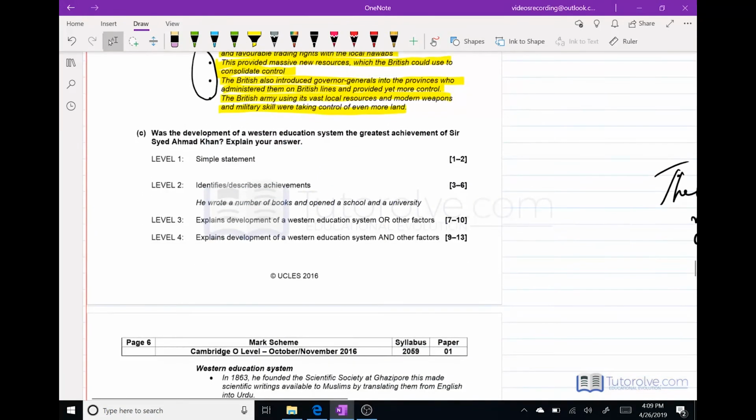Part C. Was the development of a Western education system the greatest achievement of Sir Syed Ahmad Khan? Explain your answer. Now, again, this kind of question is always in response trying to elaborate other things.